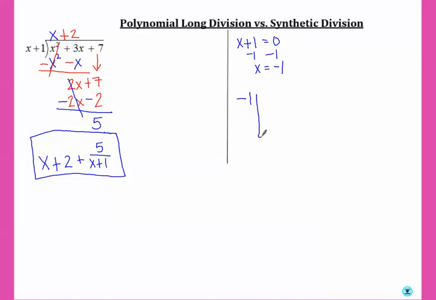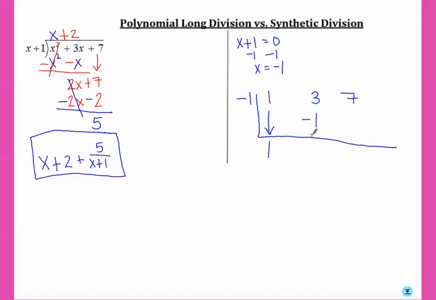And then we're going to make an L shape, and we're going to have 2 lines of writing inside of here. The numbers we're going to use to divide are going to be the coefficients of each term. So 1, 3, and 7. The first term in here is always going to drop straight down. Regardless of what it is, we're just going to bring it down. Then we take that term on the bottom and multiply it with the term on the side. So 1 times -1 is -1, and put it underneath the next term inside.